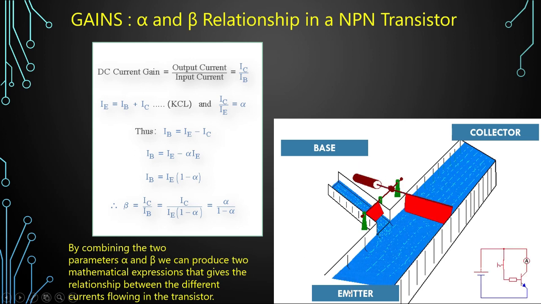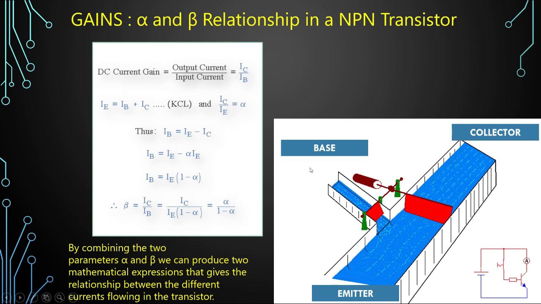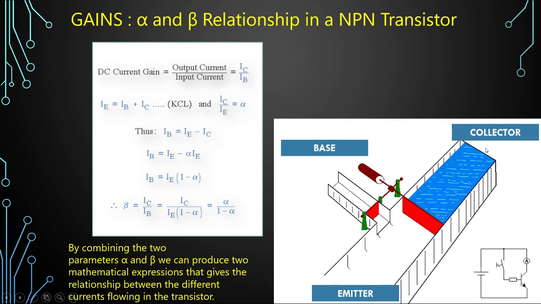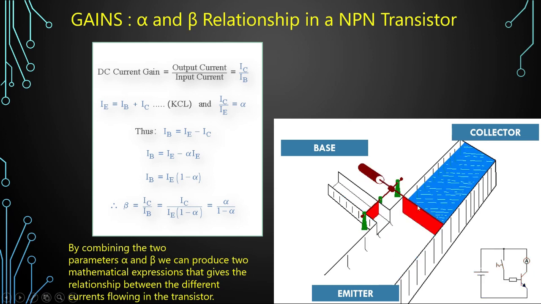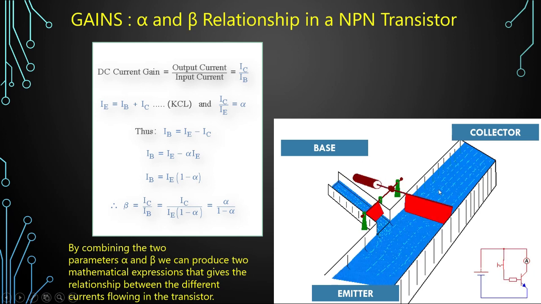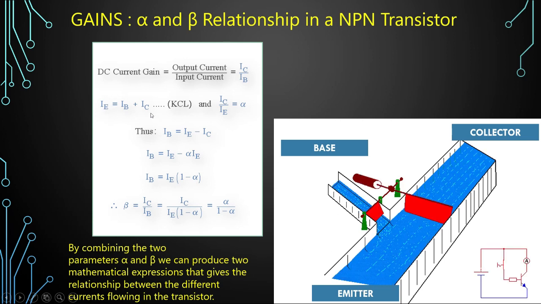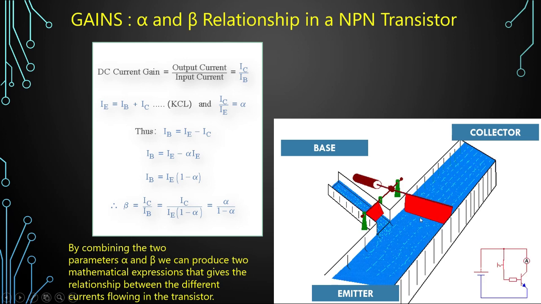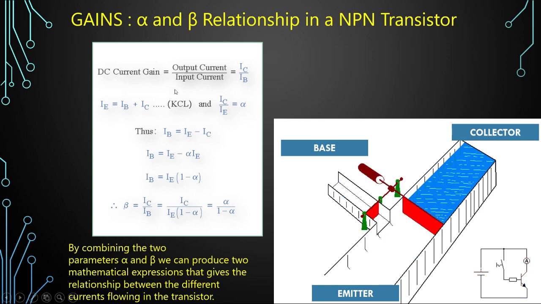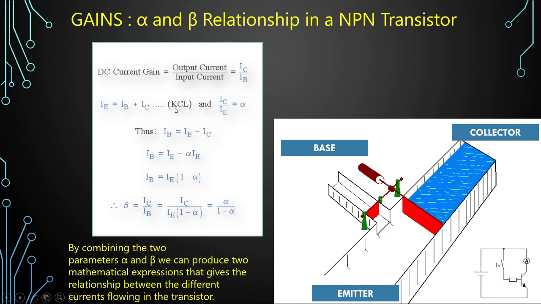Emitter current is a combination of collector current as well as base current, because from both of them the flow will go to the emitter, right? This is the actual flow of electrons, we can say. So this current IE is the addition of IB plus IC. We have seen this in the last session. It is also validated by Kirchhoff's current law.